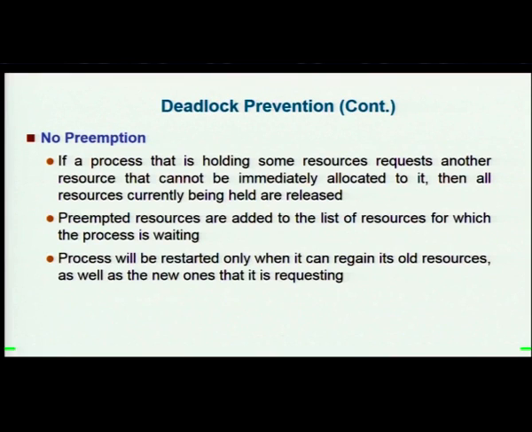If a process that is holding some resources requests another resource that cannot be immediately allocated to it, then all resources currently being held are released. Even if one resource cannot be given, it will release all resources being held. Preempted resources are added to the list of resources for which the process is waiting. The process can be restarted only when it regains all old resources as well as the new ones it is requesting.